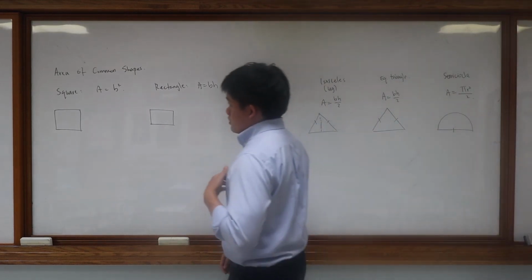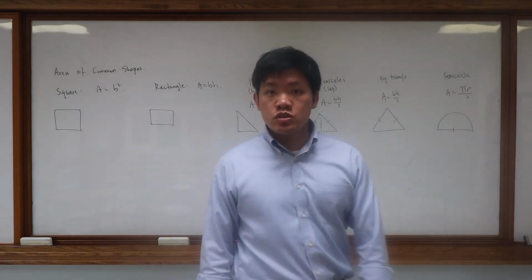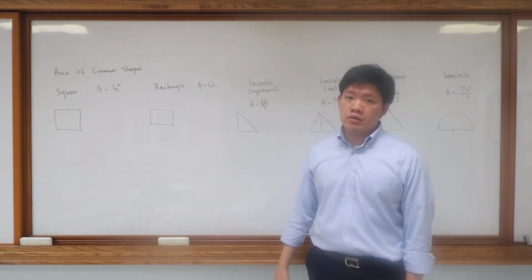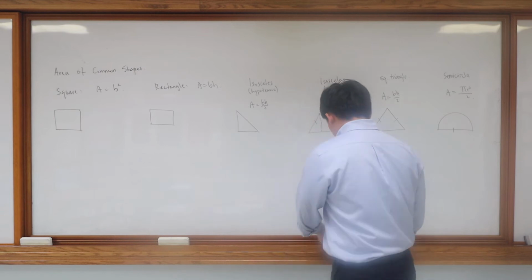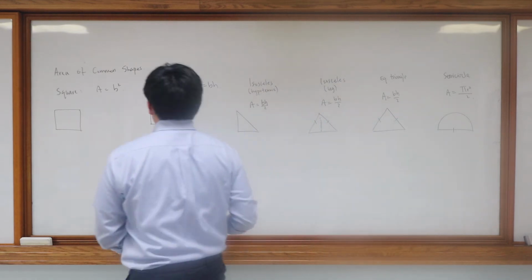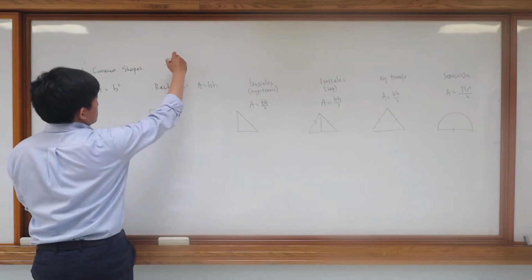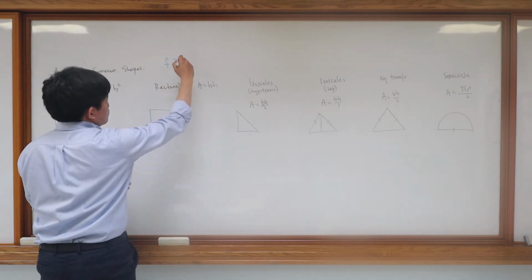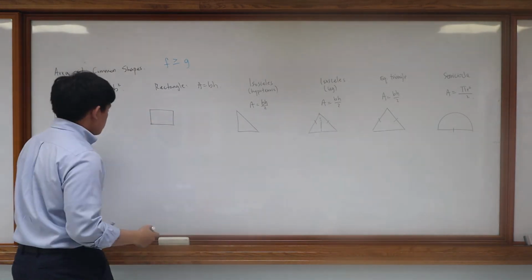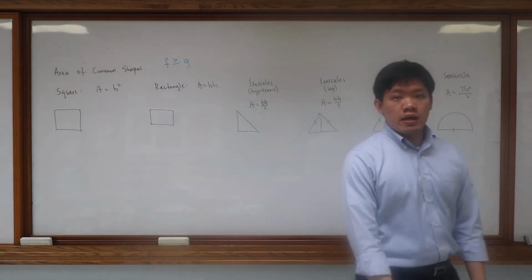Okay, so the next one I'm going to talk about is the area of common shapes. I've talked about it in the last video, but this one we're going to derive the area formulas. Always remember, F is greater than or equal to G. Just think of it like that. Just remember that. So the area of a square is base times base.